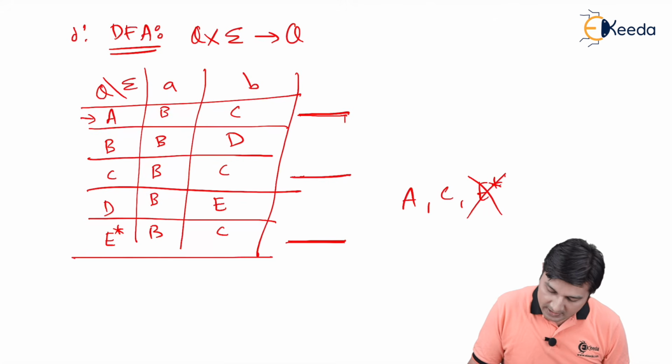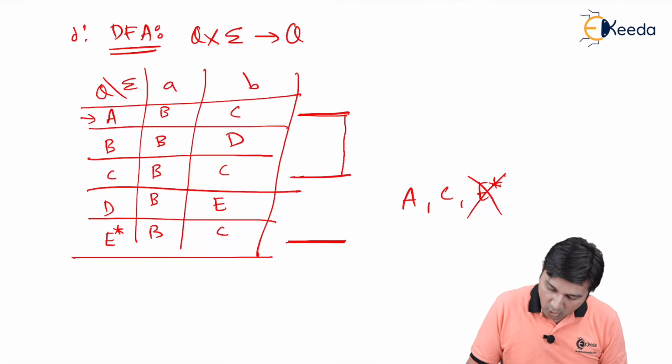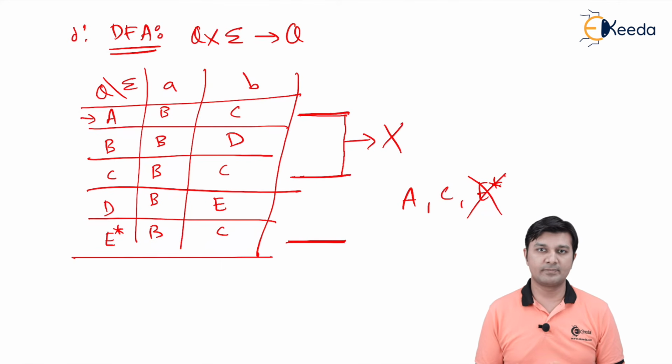So I say let us combine this A and C together and call it by a new state name called X. Now it is the time to draw the minimized DFA, and while drawing the minimized DFA, everywhere we are going to see A and C, we are going to replace it by X in this table. So let's go ahead to minimize DFA.